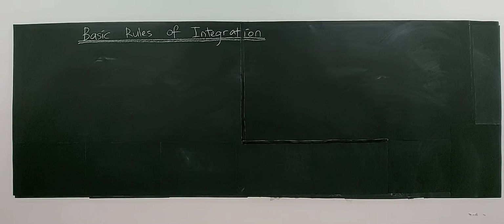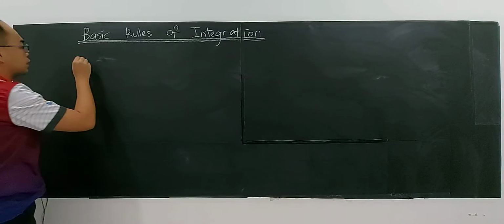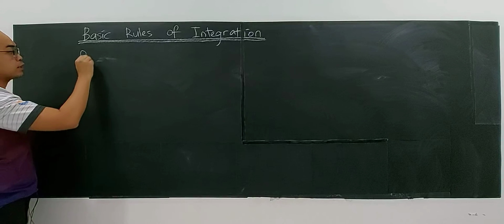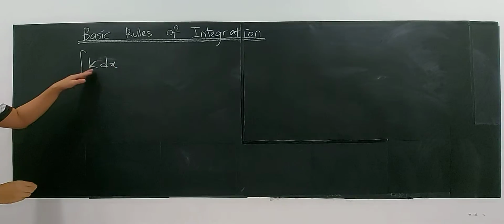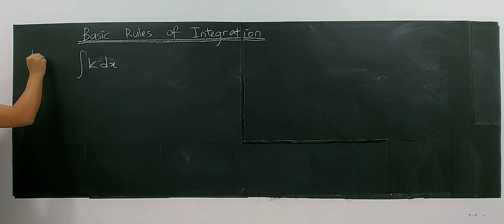So this is the first part of integration. I'm going to introduce some basic rules of integration. Now, if we integrate k dx, this k is a constant, all right?